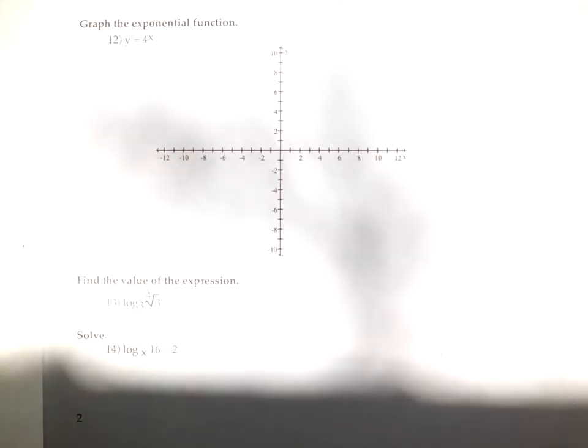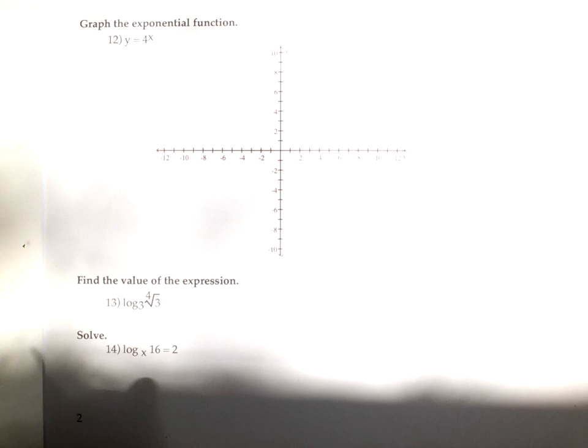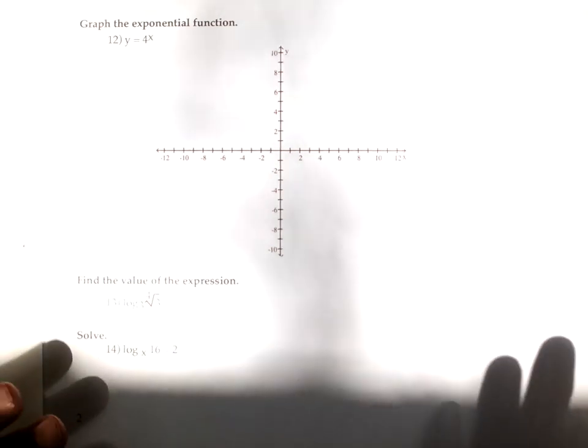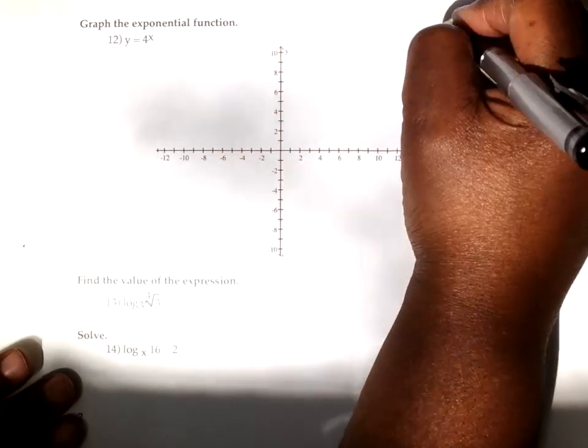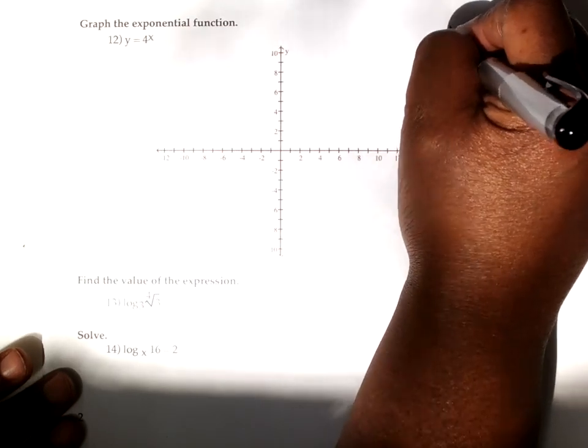Number 12, we have y equals 4 to the x, and we want to graph it. So when I'm graphing exponentials, I only pick 3 points, and that's 1, -1, and 0.